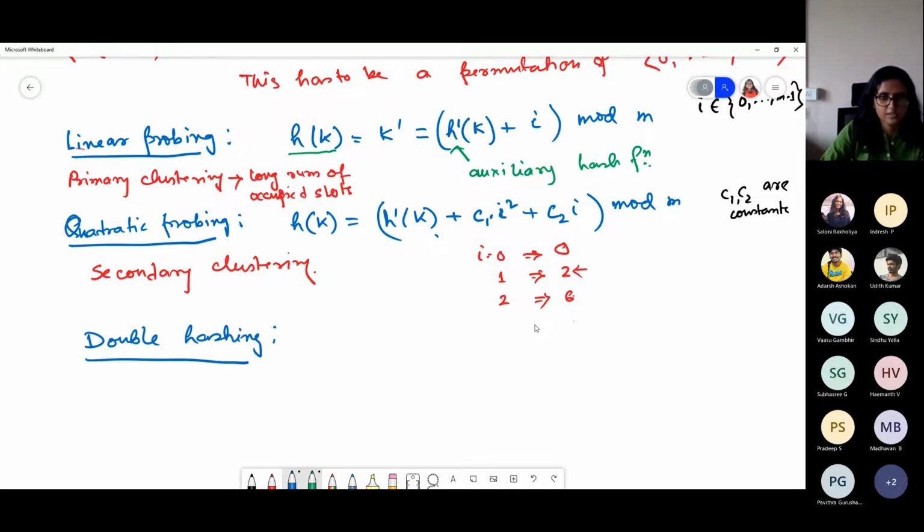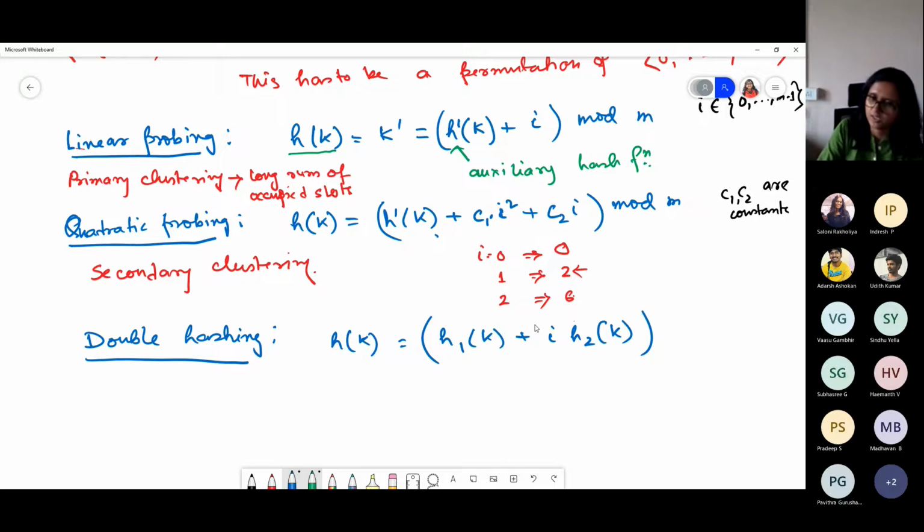Here, instead of a single auxiliary hash function, two hash functions were taken, and h of k is taken as h1 of k plus i into h2 of k. So first you try with i equals 0, you try with h1 of k. If it is empty, then that is fine. If it is not empty, then you choose another hash function and calculate the hash key value over that. That value multiplied with i, you add with the first value.